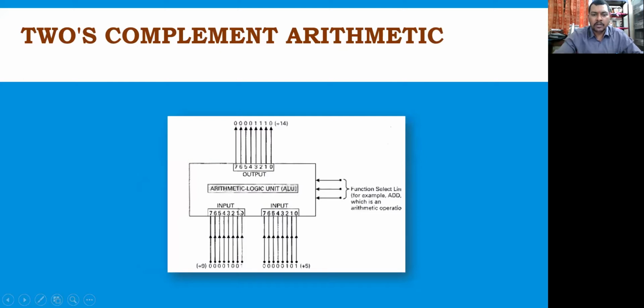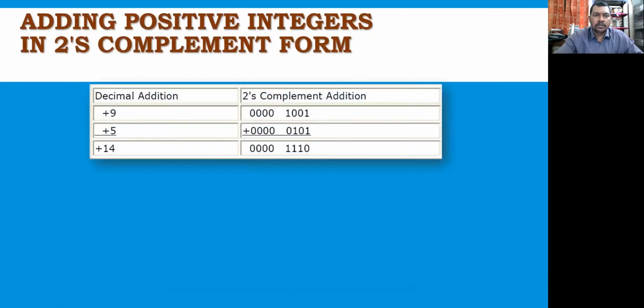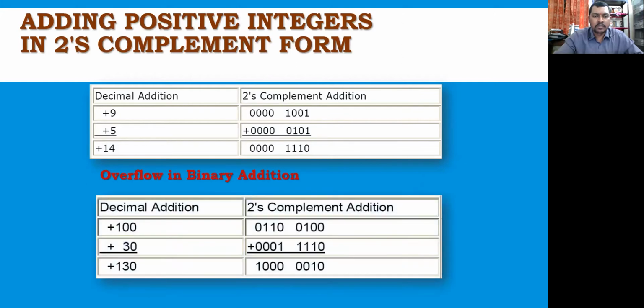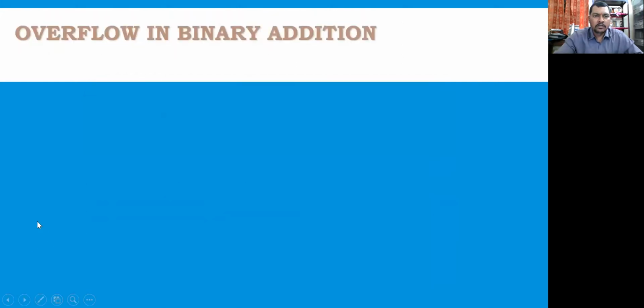This is an 8-bit adder subtractor circuit. This is an arithmetic logic unit which is there in the CPU of a computer, and this is how it is going to add two 8-bit numbers. And if there is an overflow, then it is going to show you like this. So this was the concept. Why are we studying binary numbers? Because binary numbers are easy to process, right? So we need this, adding positive integers in two's complement. We have done all these things there.